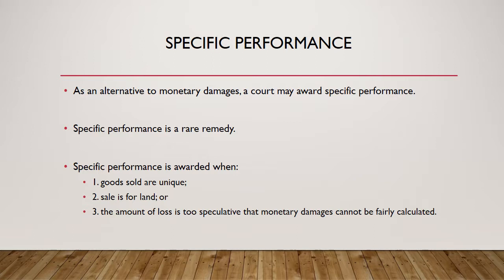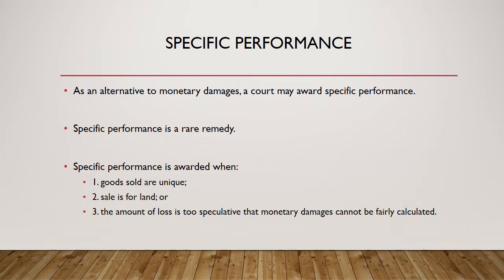It can also be awarded in the sale of land. Land is considered to be very unique in the sense that you can't find two pieces of property that are the same. You can't find a piece of property with the same amount of trees and the same pond on it, or up against the river in the same spot. So land is considered to be very unique and something that is subject to specific performance.